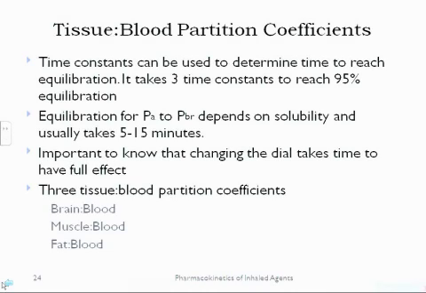The 3 tissue blood partition coefficients that you really need to pay attention to are the brain to blood, the muscle to blood, and the fat to blood. Because that will tell you 2 things. This will tell you how fast an onset it's going to have on the brain. This will tell you how much muscle action you're going to have. And this will tell you duration of action, okay, or long-term duration of action.